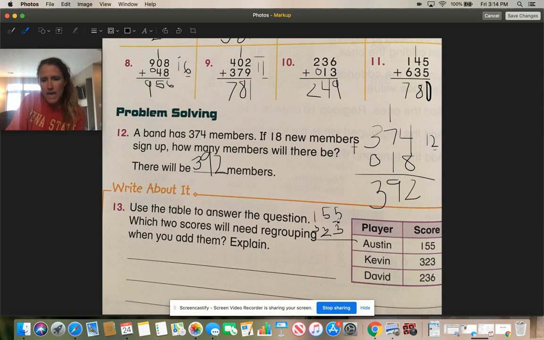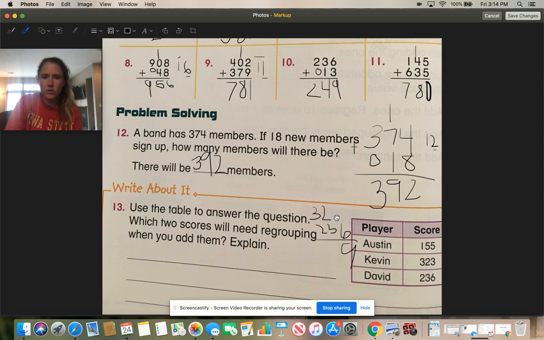Let's try adding Kevin and David. So 323 plus David's, which was 236. Would I have to regroup that? 3 plus 6 is 9. Nope, don't have to regroup. Okay.